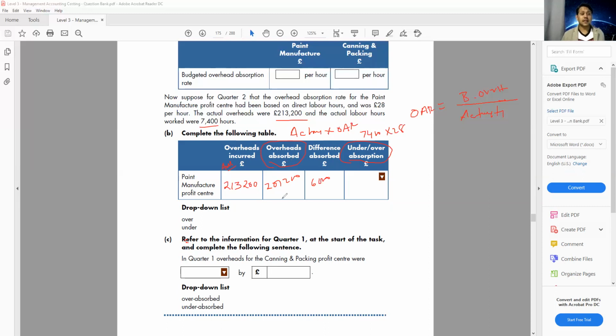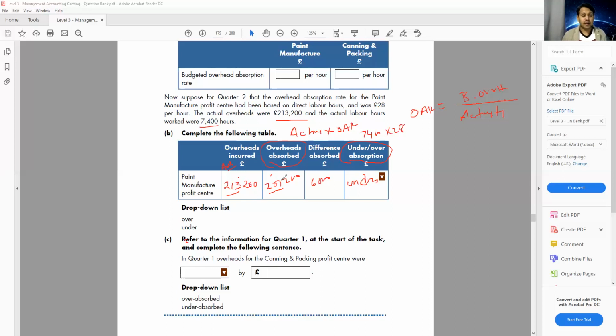I have absorbed 207. Then my next question to myself is, did I absorb less or did I absorb more? Very, very careful. If you absorb less than the actual, then it's under. If you absorb more than the actual, it's over. So you absorbed 207 and actual is 213, so you absorbed less than actual. If you absorb less than actual, this is under absorbed. You never look at the actual overhead incurred. You always look at what you did. That's simple. Make it very simple. So the actual-budgeted difference is under.